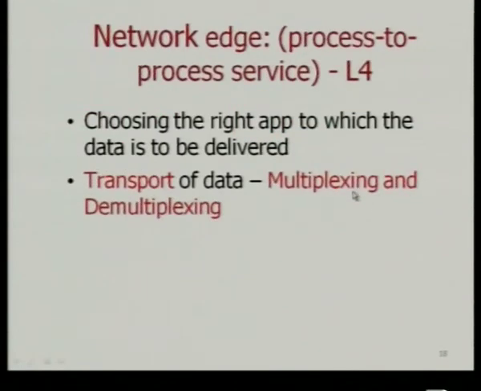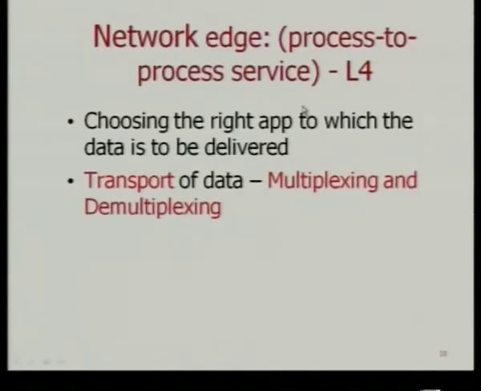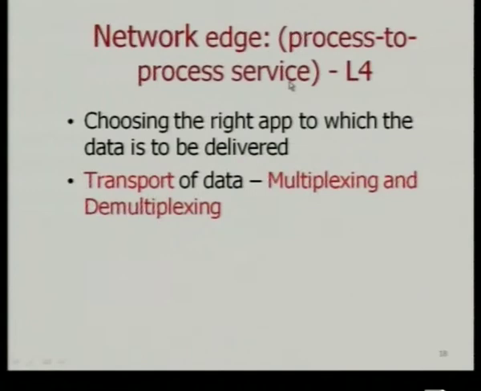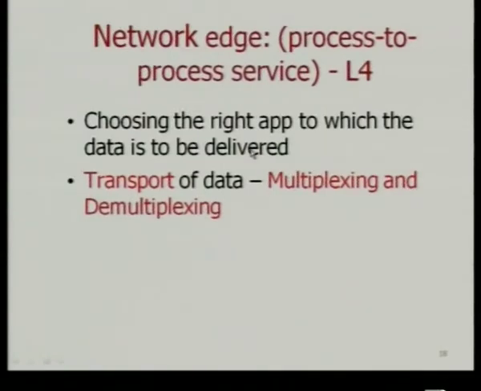So next, look at the network edge again, but now we are not looking just at layer 5, but you are looking at layer 4. Now layer 5 was an application to application information transfer. Layer 4 is a process to process service. So what do we mean by process to process service? What we mean here is we need to choose the right application to which the data is to be delivered. Remember that at the transport layer, you have data coming in from different applications. At the application layer, you may have different applications which are running, and all of them are giving the data to the transport layer. So what is the job of the transport layer? To identify the process to which the exact data has to be delivered.